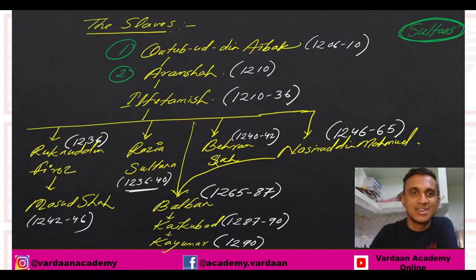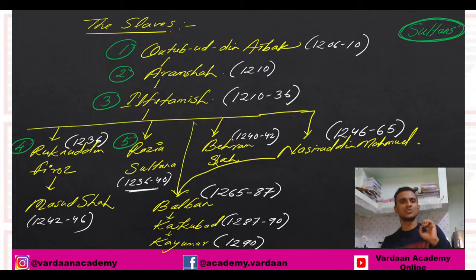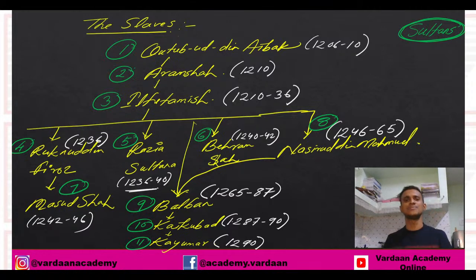All right. So second is Aram Shah. Third is your Iltutmish. Okay. Fourth is your Ruknuddin Firoz. Fifth is going to be the female ruler, the first and the last female Muslim ruler, that is Razia Sultana. Okay. And then we are going to have Behram Shah at the sixth number. At number 6, we will have Behram Shah, and at number 7, we will have Masood Shah. At number 8, we will see Nasiruddin Mahmud. Number 9, we will see Balban. Number 10, we will see Qutub-Ud, and number 11 is going to be Kayumar. Okay, so these are all the rulers that we have to go through in slave dynasty.